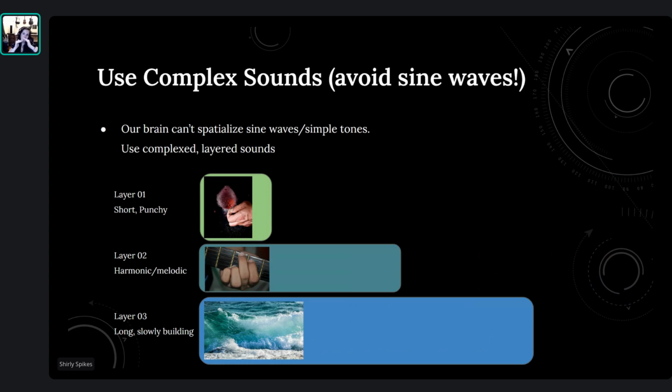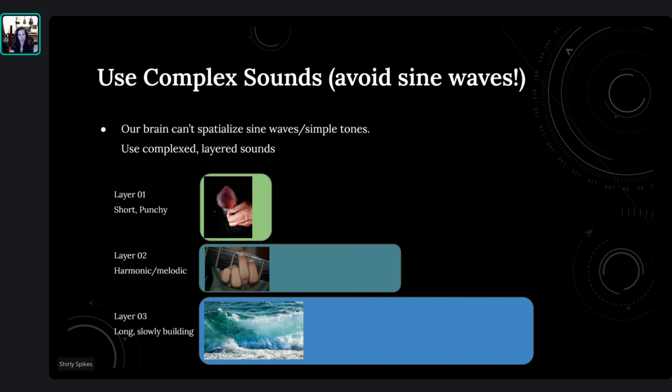Please use as many, I'm not saying as many layers as possible, but at least a few layers, and some of them should be a little bit longer so you have this harmonic content that can travel through distance and can explain to the user where the sound is coming from.